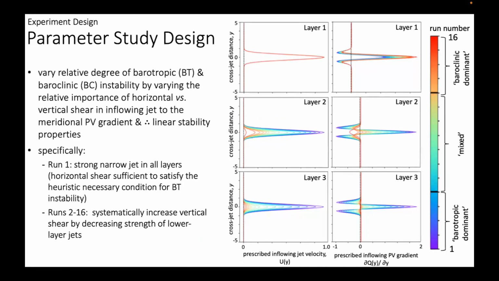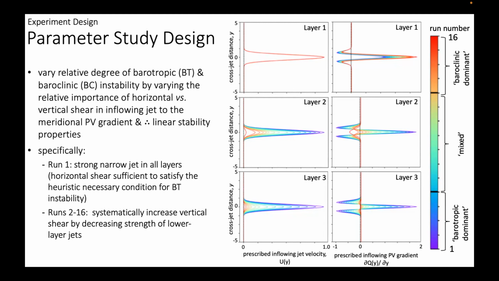Okay, so how do we design this experiment? What we want to do is vary the relative degree of barotropic and baroclinic instability. And we do this by varying the inflowing jet profile at x = 0. We do this specifically by varying the relative importance of horizontal to vertical shear in setting the meridional potential vorticity gradient of this jet, and hence its linear stability properties.